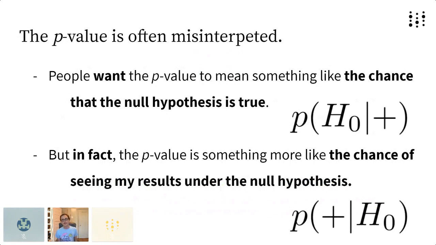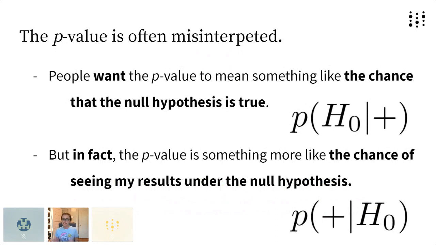And what people want the p-value to mean is something like the chance that the null hypothesis is true. I am trying to demonstrate that the moon is made of cheese. The null hypothesis is that it is not. And so I would like to be able to tell people the moon is definitely not made of cheese. So this p-value is small when it's unlikely that the null hypothesis is true. That's what people would like it to mean.